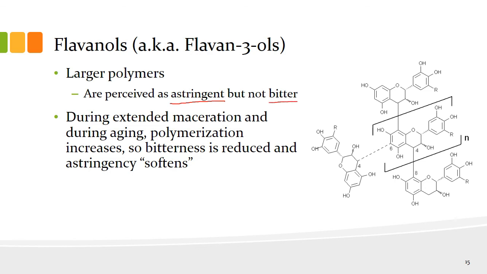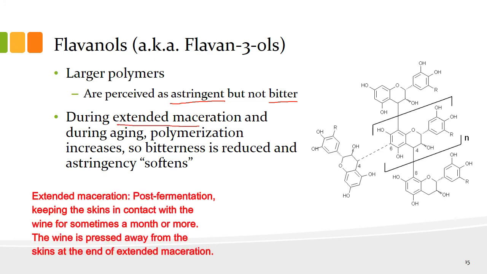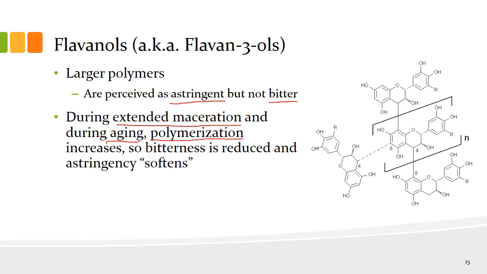So a winemaker can manage this during extended maceration after the fermentation is complete, keeping the wine and the skins in contact. And during aging, you get this polymerization increasing, so the bitterness is reduced and astringency tends to soften. The big, complex polyphenolics are often softer. So bitterness goes down as things get bigger, and tannins get softer as things get bigger. And the more you can manage that in your wine, the more you can get a particular sensory impact.